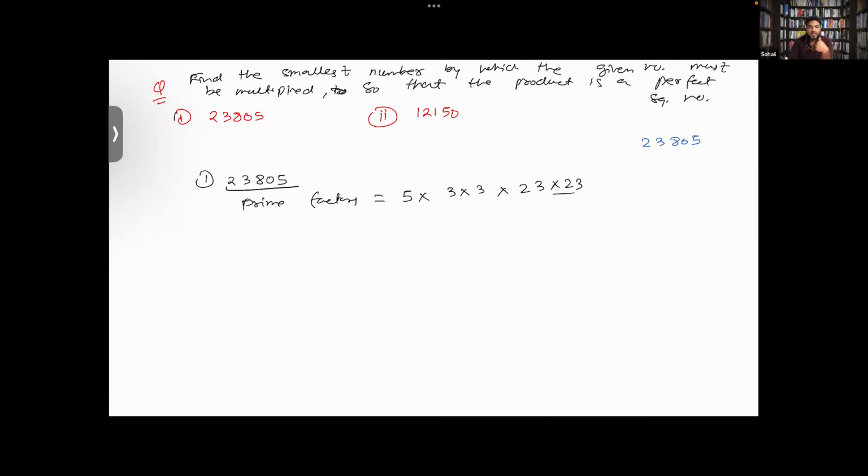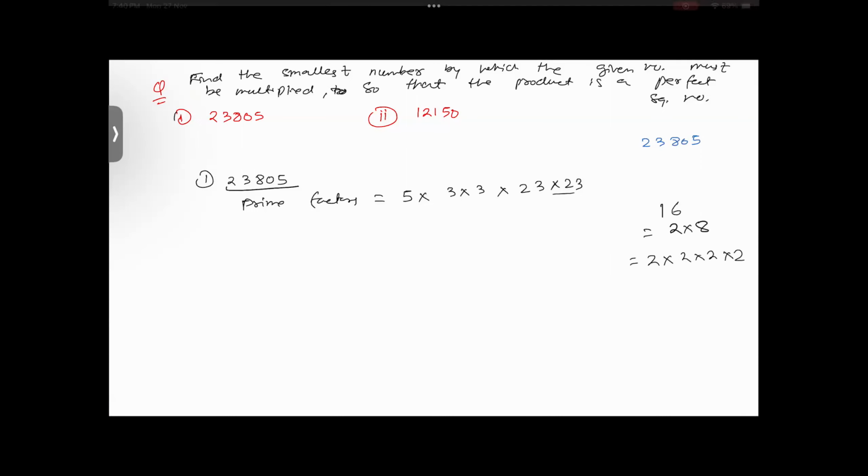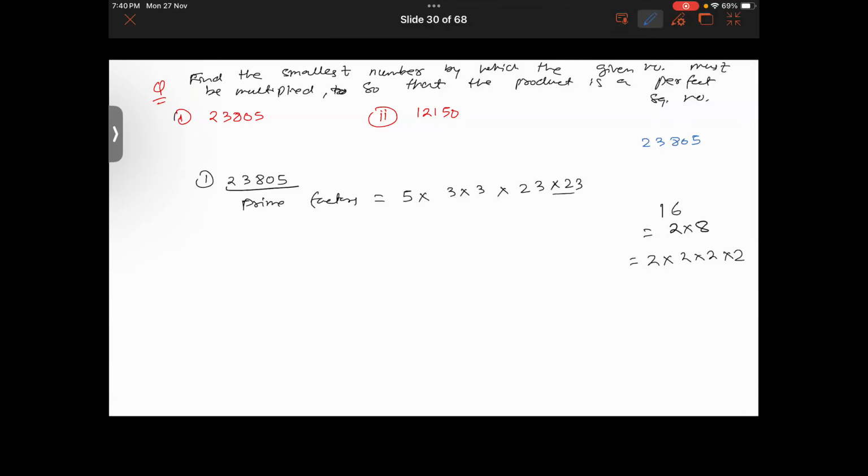हमें factorization करनी होती है number की. For example, 16 can be written as 2 into 8, or it can be 2 into 2 into 2 into 2. So here you have simply done the factorization of this number. Say you have prime factorization. In prime factorization, you have to do the factorization of the number in terms of prime numbers.